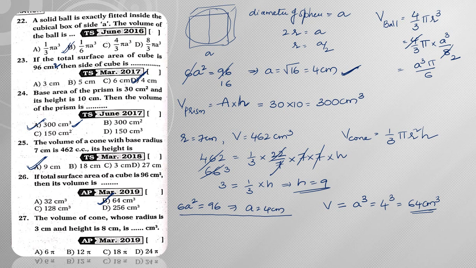Next, the volume of a cone. He's asking you to find the volume of a cone whose radius is 3 centimeters and height is 8 centimeters. Now what is the volume of a cone? 1/3 pi r square h. Here pi is as it is, so no need of changing it. So r square means 3 into 3, into h is 8 centimeters. This 3 and 3 get cancelled. 8 3s are 24 pi. Hence the answer is 24 pi centimeter cube, right?